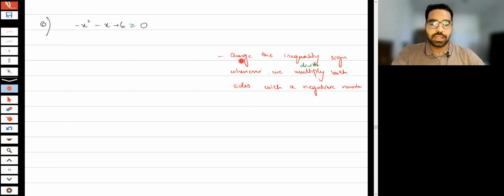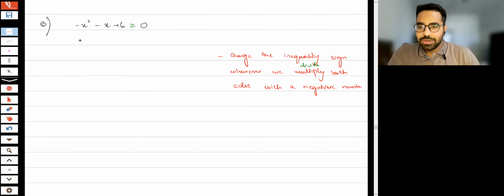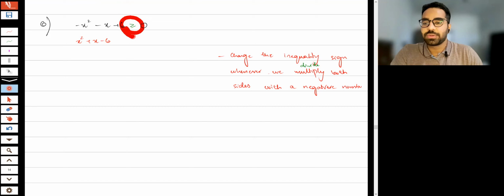Change the inequality sign whenever we divide or multiply both the sides with a negative number. The inequality sign will change. Let's multiply everything with -1. So I'm going to get x squared plus x minus 6. Here my inequality sign is going to change, and that happens whenever I multiply both the sides with a negative, or divide both the sides with a negative value. I'll get less than equal to 0.